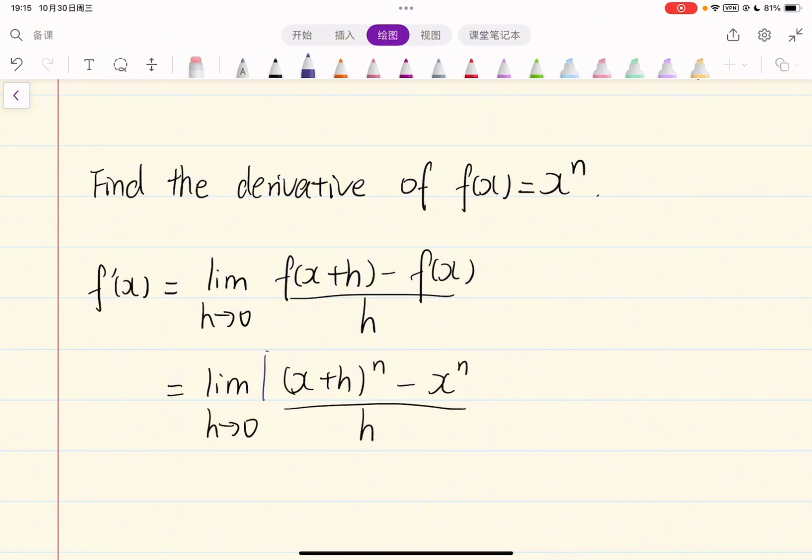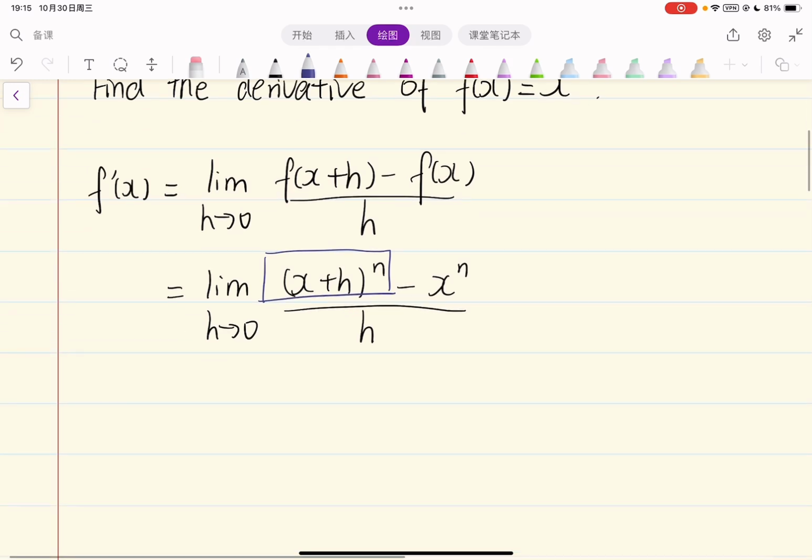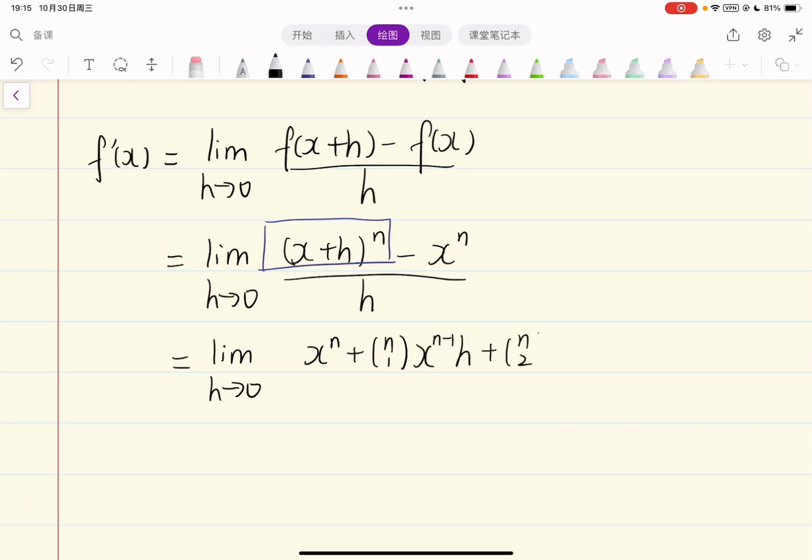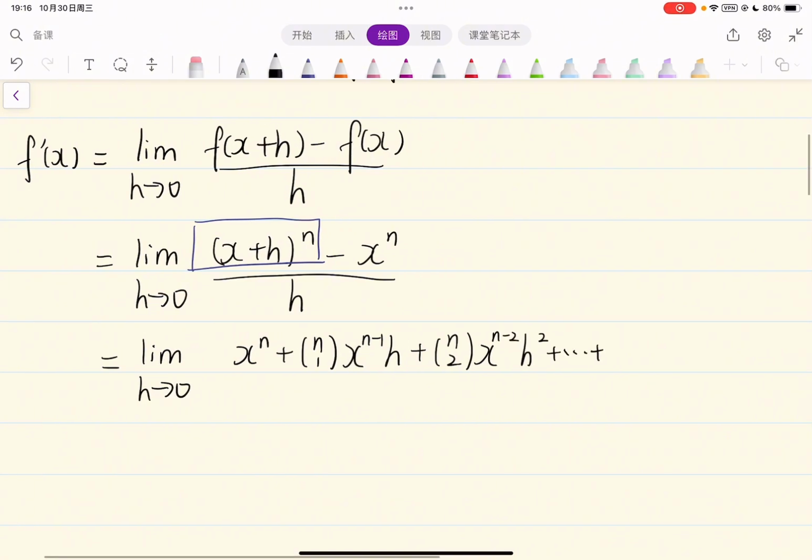Now let's expand this bracket. Remember that you need to use factorial notation. So we have the limit as h tends to 0 of x to the power of n plus n choose 1 x to the power of n minus 1 times h plus n choose 2 x to the power of n minus 2 h squared, and so on until we have h to the power of n, and minus x to the power of n, over h.